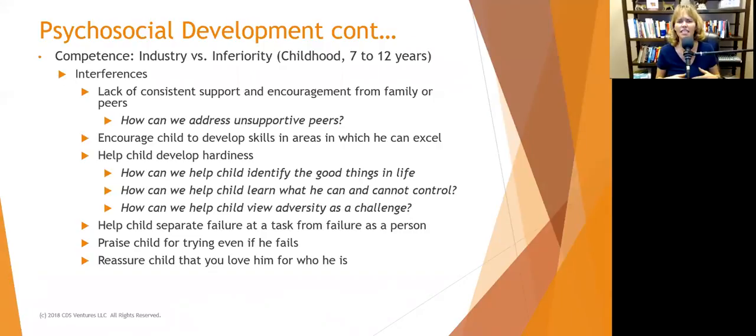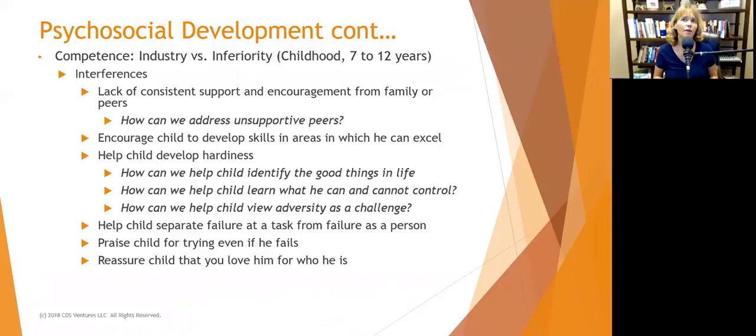We don't want to invalidate their grief, but hardiness helps them eventually turn their attention to the fact that, all right, that thing's not going so well, but there are other good things in life. Help them identify what they can and cannot control. They can control themselves. They can't control the weather. They can't control other people. They can control how they react. They can't necessarily control how they initially feel. Feelings are pretty natural and automatic, but they can control what they do with those feelings.